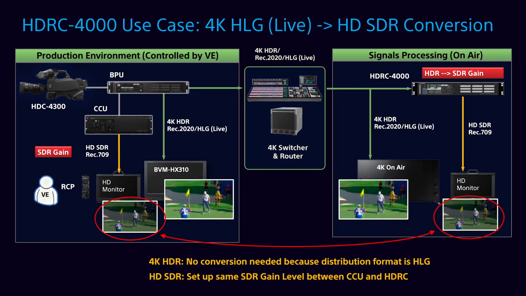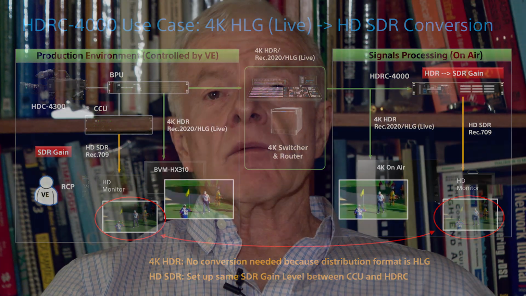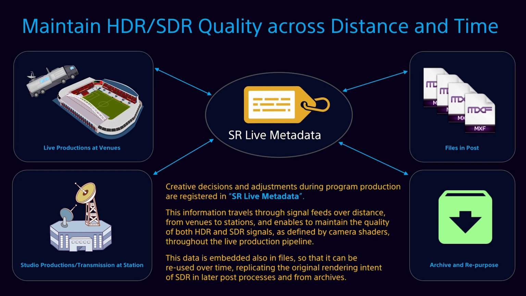Once again, for the HDR-C4000 to be able to reconstruct a correct SDR signal, which matches the SDR signal from the camera's CCUs, it requires the information of the SDR gain value inserted in the cameras during the production process. While this technique has worked well, we have now decided to expand the technology even further. We are now introducing a technology we call SR Live Metadata. This metadata registers the creative decisions and adjustments of the cameras during program production.